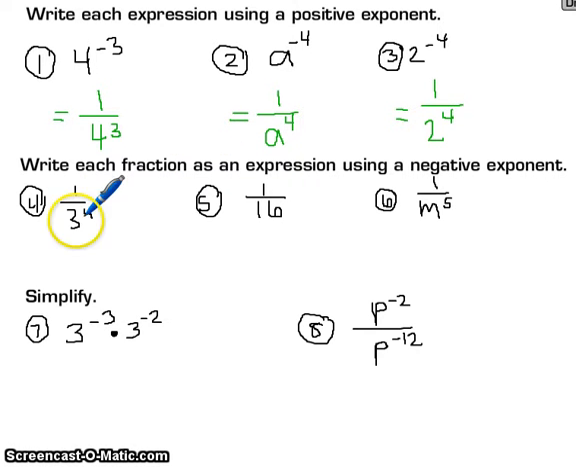So if I have 1 over 3 to the fourth power, I'm going to flip that. So again, find its reciprocal, which just means you flip it. So it would now become 3 to the fourth over 1, or just 3 to the fourth, but because I'm flipping it and it's being written in the numerator, it's going to be given a negative exponent.